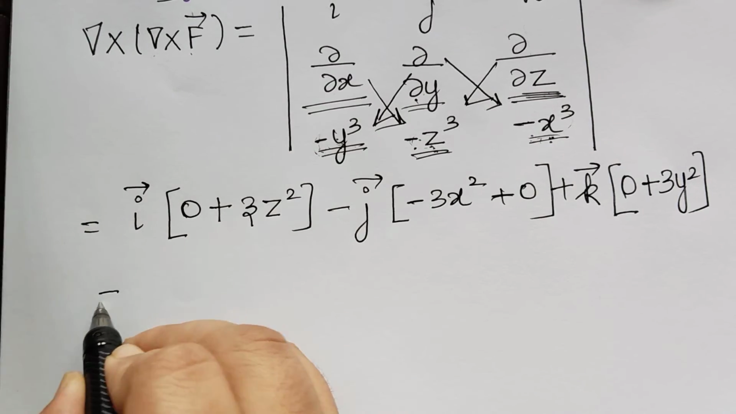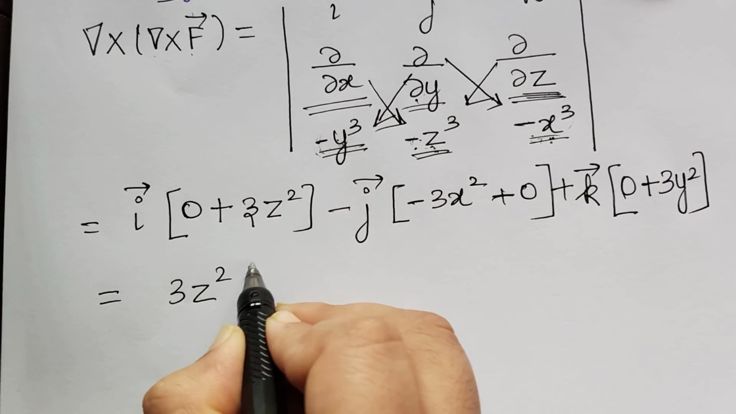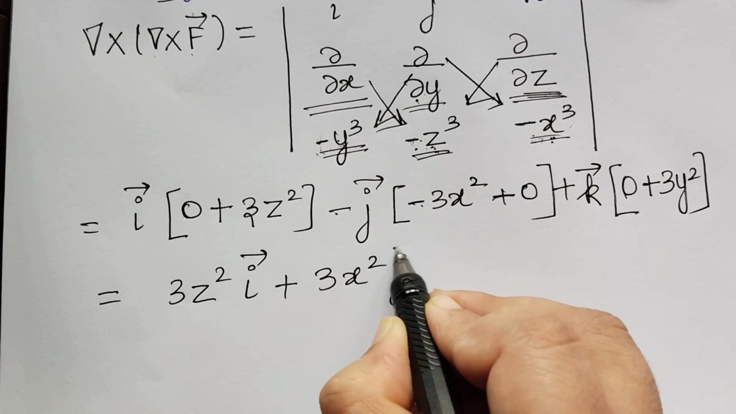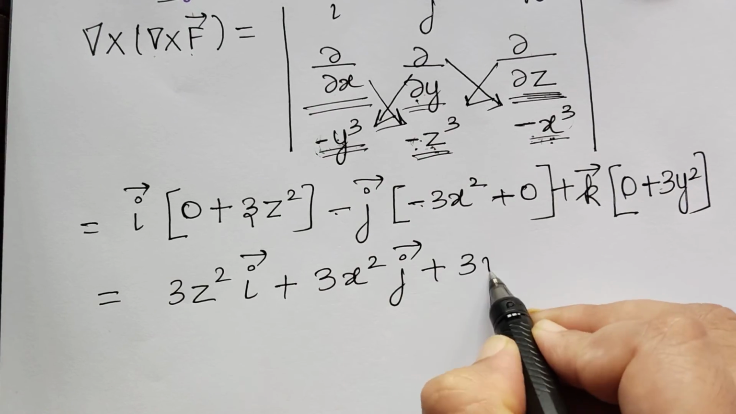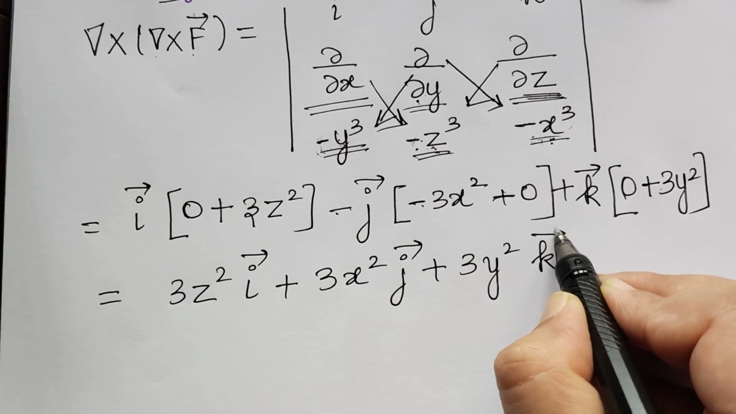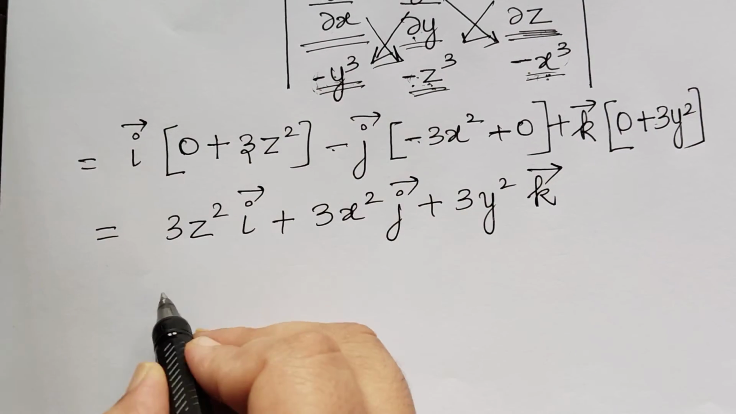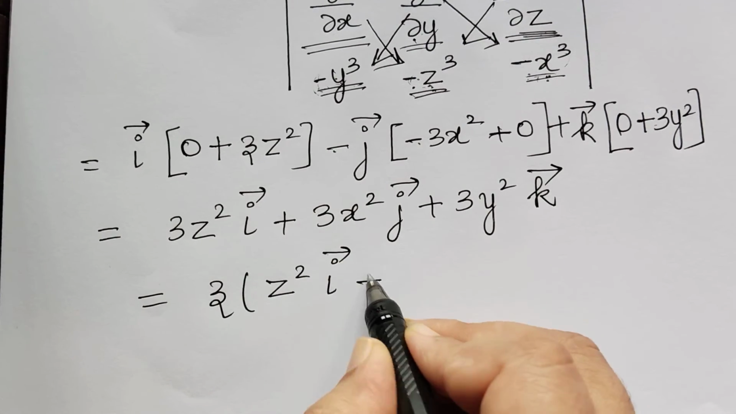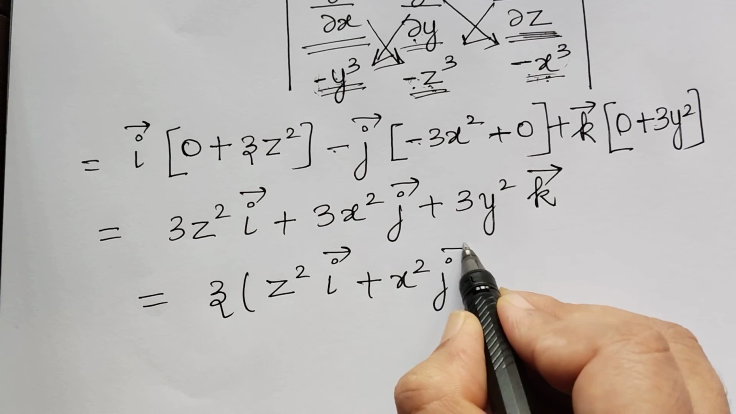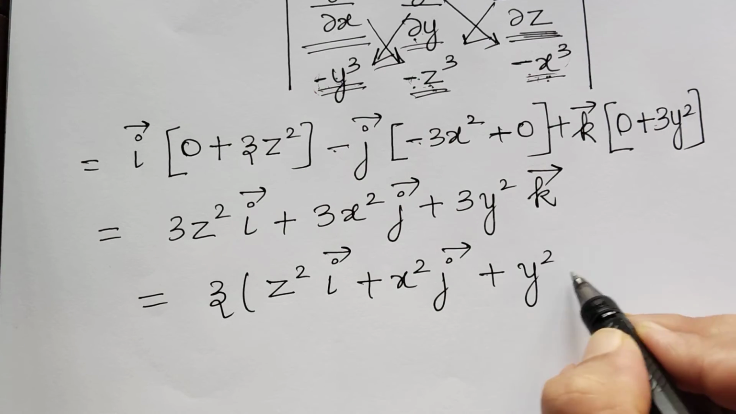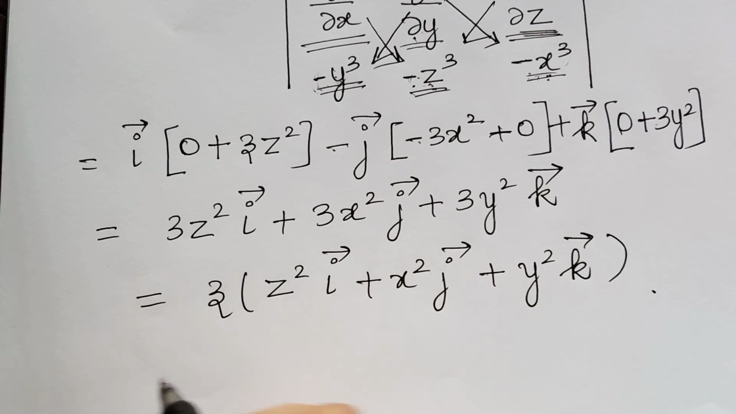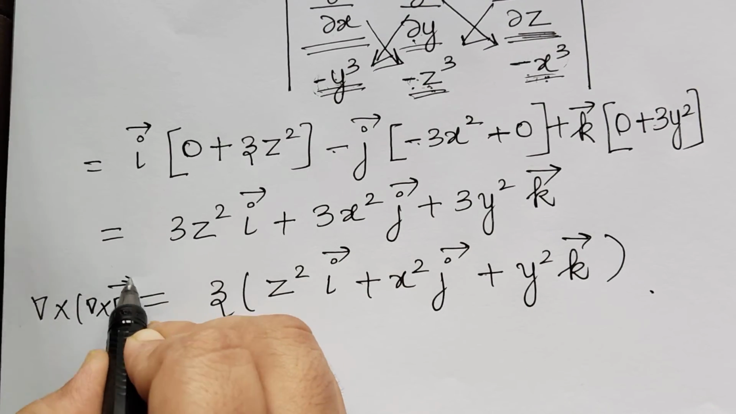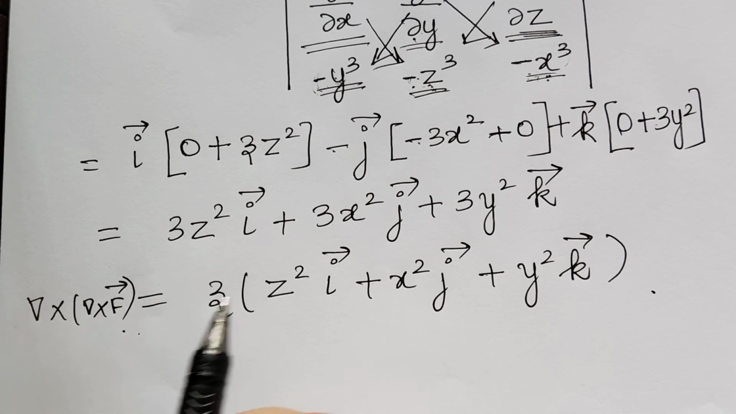But actually minus of minus will be plus 3y square, and so that will be equal to 3z square i vector, minus into minus is plus 3x square j vector, plus 3y square k vector. We observe that we can take 3 in common, so that will be equal to 3 multiplied with z square i vector plus x square j vector plus y square k vector. So therefore we have obtained nabla cross nabla cross f vector, which is the curl of the curl of f vector.